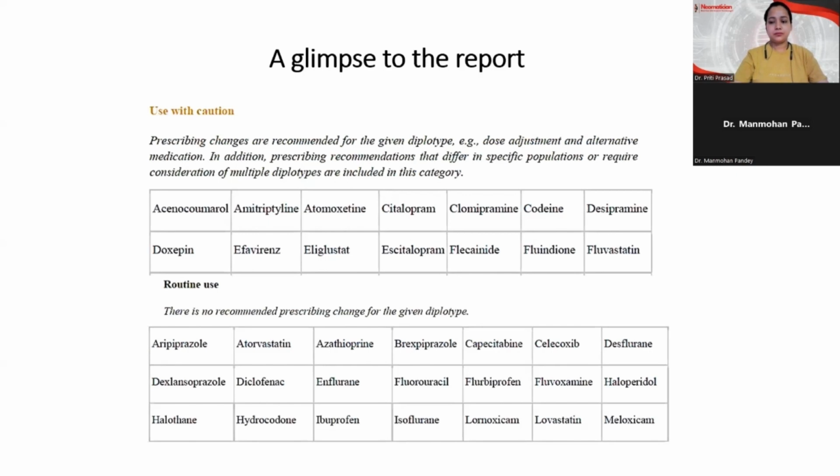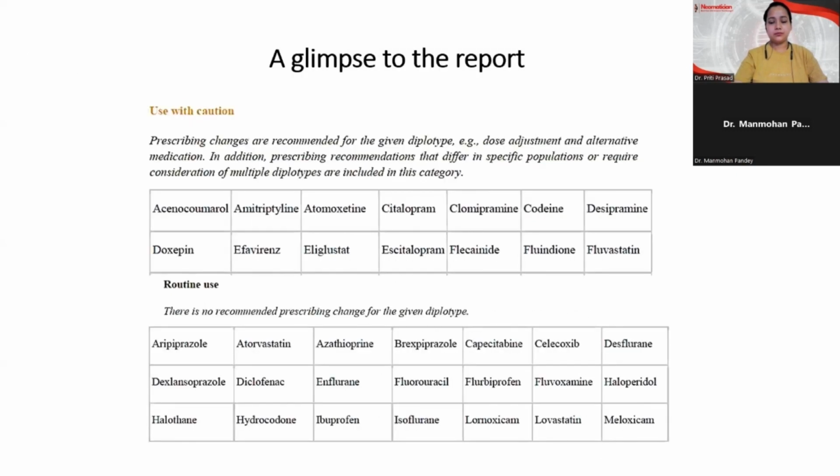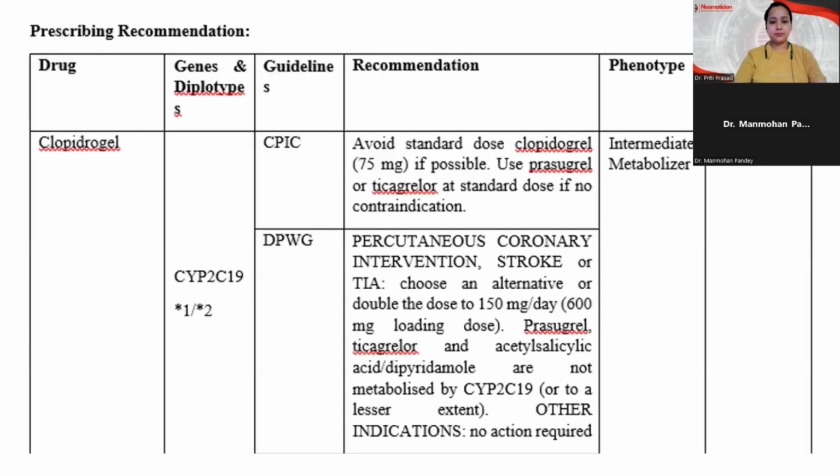So it differs from individual to individual based on their variation. Any individual who may have a genetic variation with use with caution, the second individual may have routine use for that. So in this way the drugs may be categorized as per the variation. Next please. Now this is recommendation. So we have different recommendations. You can see that in this case clopidogrel is a drug, and we have genes and diplotype.